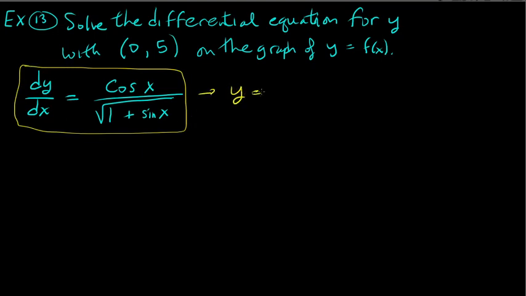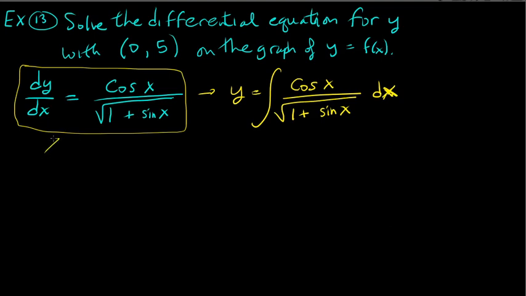We have to find y itself, right? So we have to undo the derivative. And how do you undo the derivative? Well, you do the integral, right? That's an antiderivative. So y is just going to be the integral of cosine of x divided by the square root of 1 plus sine of x, all with respect to x, right? Yep. So this is what's called a differential equation here on the left.